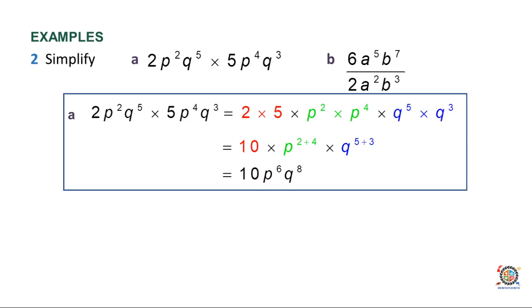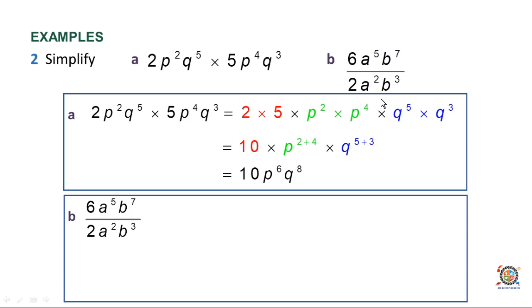Let's move on to letter B. I have here 6a to the power of 5, b to the power of 7 divided by 2a to the power of 2, b to the power of 3. What will I do? I can divide 6 and 2, then divide a to the power of 5 by a to the power of 2, then divide b to the power of 7 by b to the power of 3. Now, question: can I divide a to the power of 5 and b to the power of 3? No, because they have different bases.